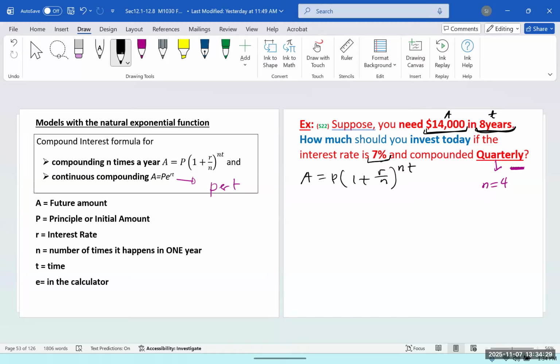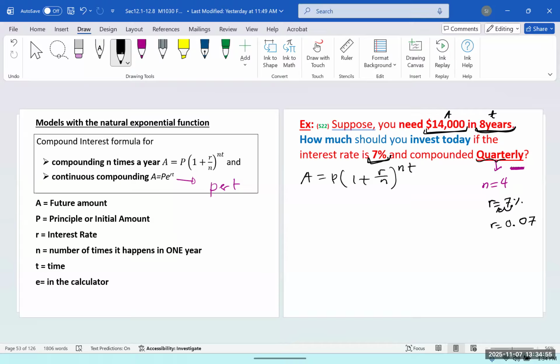Interest rate is 7%. So what is this 7%? R. So R is 7%. Unfortunately, you cannot use percent. You have to convert your percent into decimal. So you rewrite your percent into decimal by moving your decimal two places to the left. So it's 0.07.